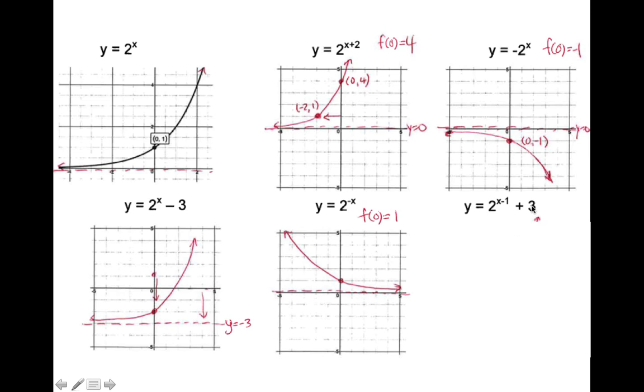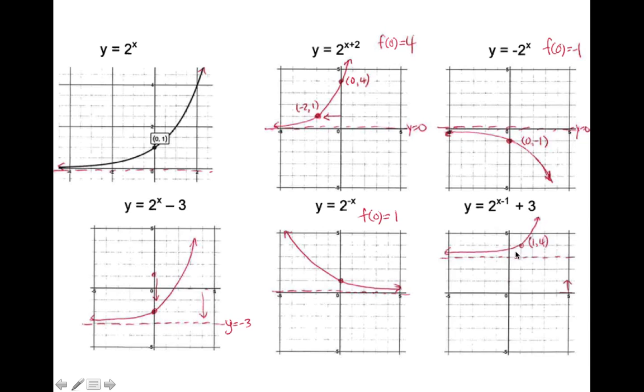Last one, this has 2 transformations. I see a minus 1 here, a plus 3 here. So minus 1 affects the x, plus 3 affects the y. Negative means it's going to move plus 1, and plus 3 here is going to move up 3. So now take this original y equals 2 to the x, and it moves right 1 and up 3. So here's where we begin at 0, 1. It goes right 1 and up 3. 1, 2, 3. So that point ends up being 1, 4.